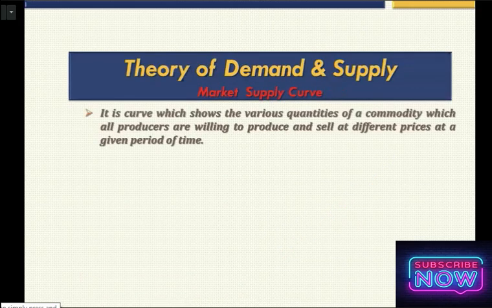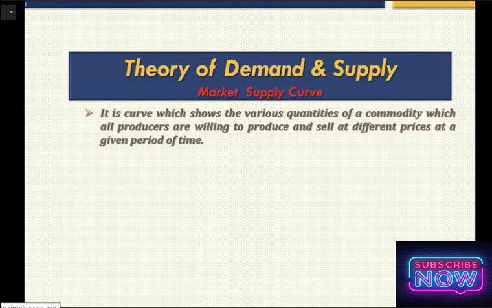Then we come to the market supply curve. Can somebody tell me what a market supply curve will be like? We already spoke about market demand. So what do you think market supply would be? Any other view? Anybody with any view? Try. You already understand what the market demand is. So what do you think market supply would be?